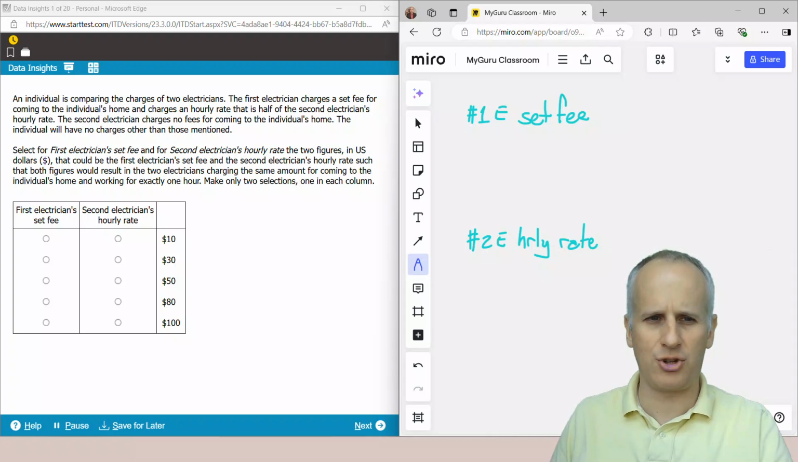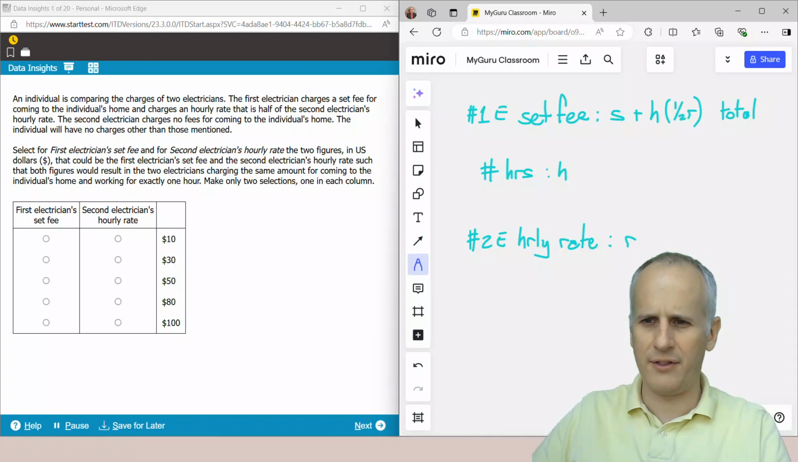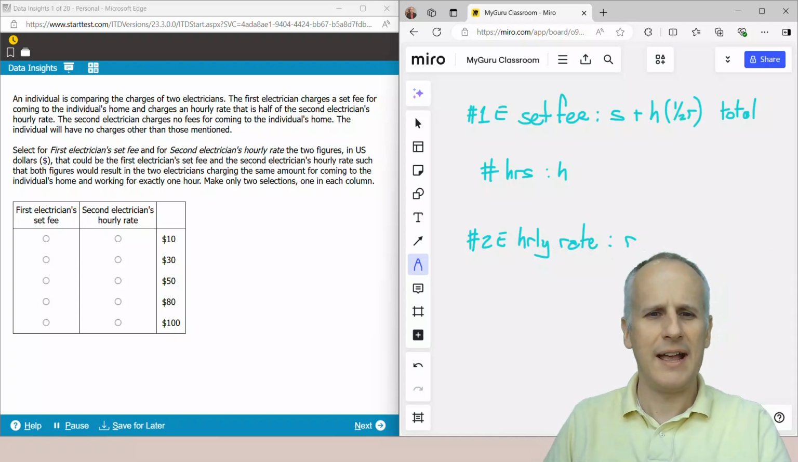So an individual is comparing the charges of two electricians. Simple enough. The first electrician charges a set fee for coming to the individual's home. Okay, so we'll just call that S, and charges an hourly rate that is half of the second electrician's hourly rate. So we'll just call the second electrician's hourly rate R, and the number of hours we could just call H. So we know that the total for the first electrician is going to be equal to S plus the number of hours times 1/2 of the rate that we had for the second electrician. And we see that the second electrician charges no fees for coming to the individual's home. Okay, so it's just that R.